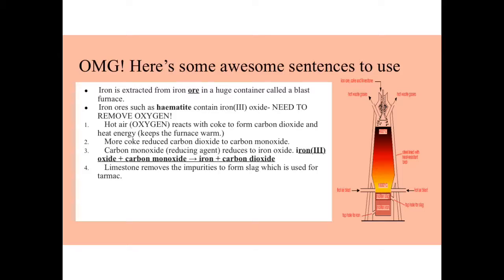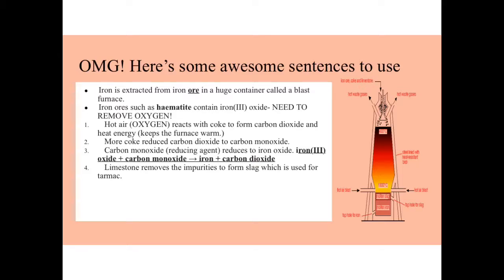So hot air reacts with the coke. The hot air comes in down the bottom here, the coke comes in at the top. They meet in the middle and react to form carbon dioxide and heat energy. That's why it's so warm down the bottom, because they're reacting down here to make heat energy, okay? We then add more coke. The more coke reduces the carbon dioxide to carbon monoxide, okay? Carbon monoxide acts as a reducing agent to reduce the iron oxide. So carbon, technically higher up the reactivity series than iron, will take whatever it wants from iron, in this case the oxide. So instead of just having one oxygen, it goes back to having two oxygens, okay?